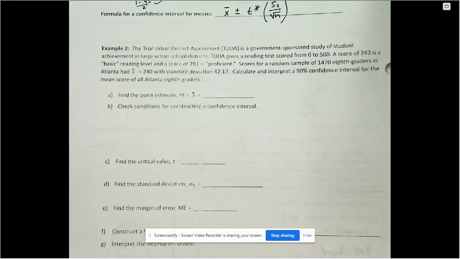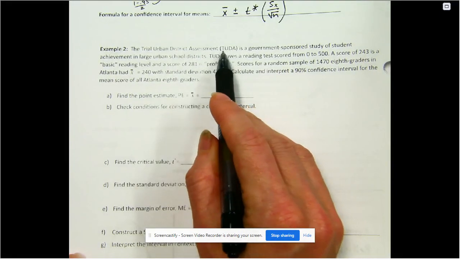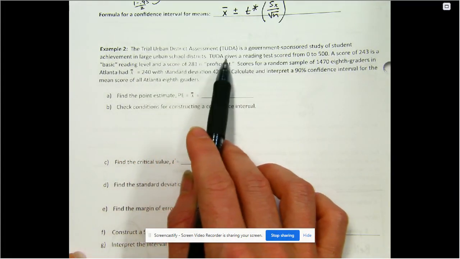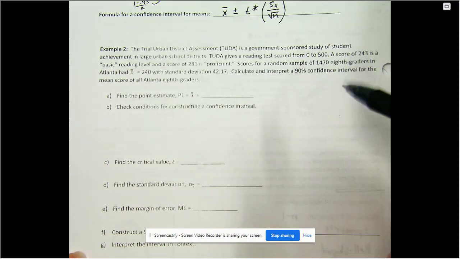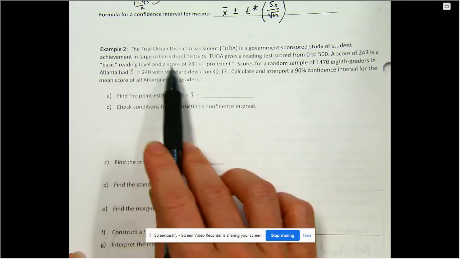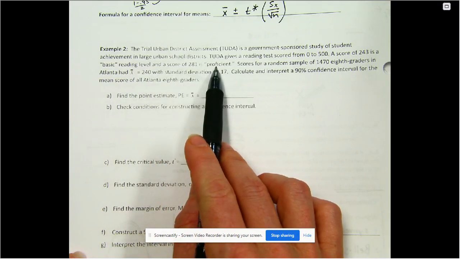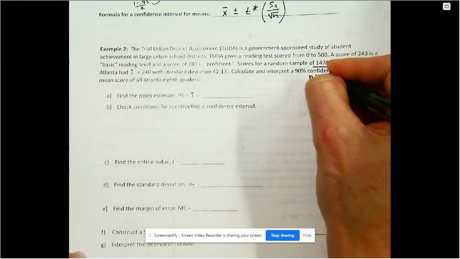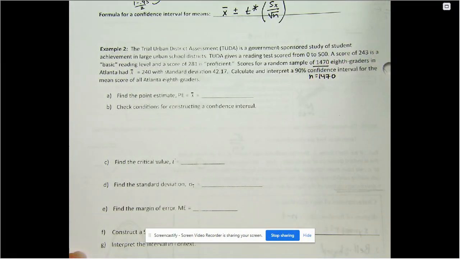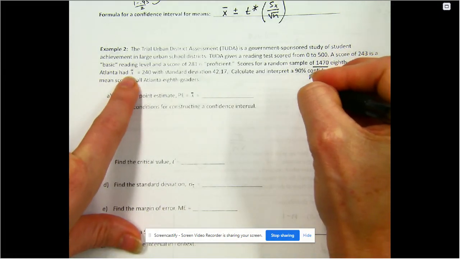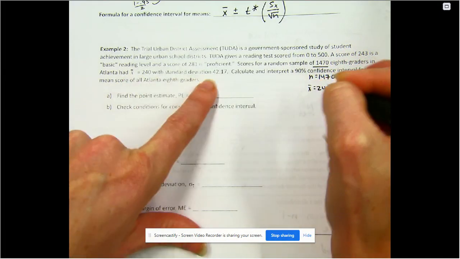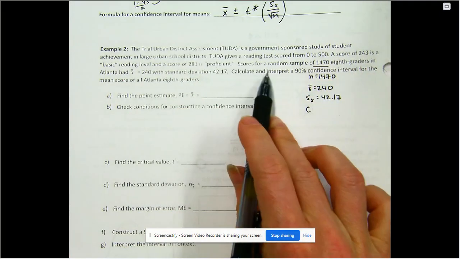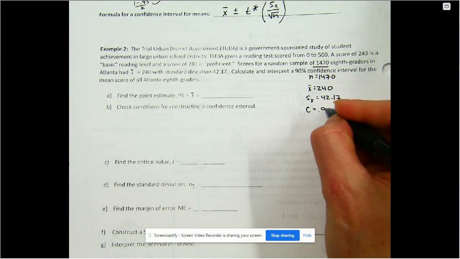The Trial Urban District Assessment, TUDA, is a government-sponsored study of student achievement in large urban school districts. TUDA gives a reading test score from 0 to 500. A score of 243 is a basic reading level, and a score of 281 is proficient. Scores for a random sample of 1,470, so that's our sample size, 8th graders in Atlanta had a sample mean, so they gave it to us here, of 240, and a standard deviation of 42.17. Calculate and interpret a 90% confidence interval.